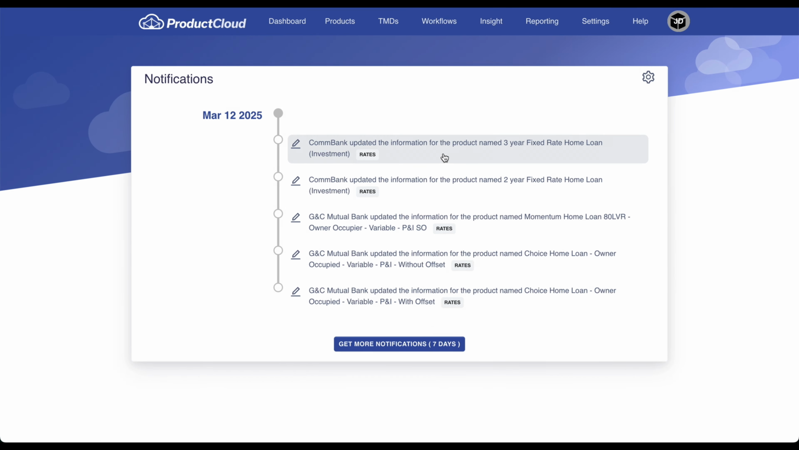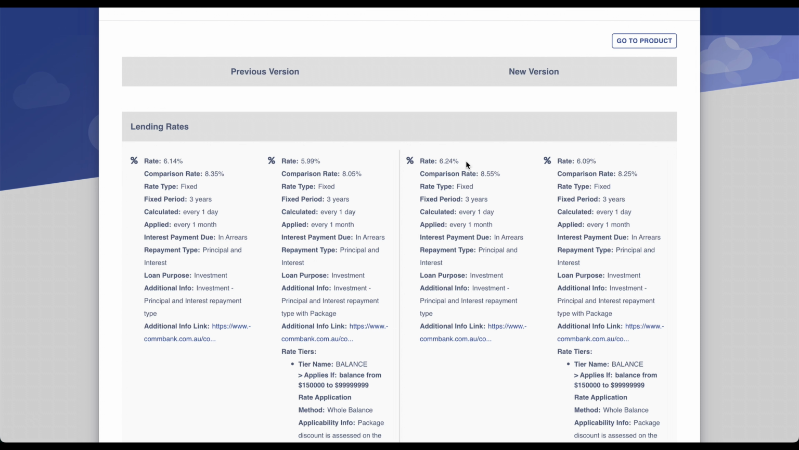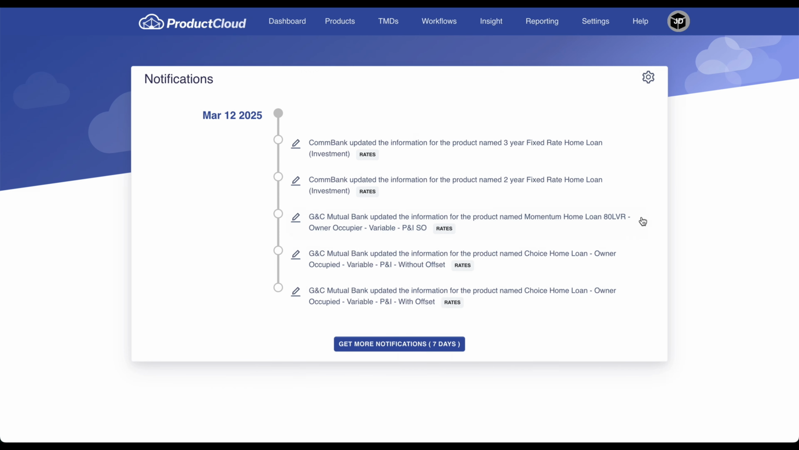You can see here that CommBank has updated the rates for their 3-year fixed rate home loan. If we click on it, we've got a side-by-side version. So the left one is what it was up until the update yesterday. You can see that they actually increased their rate for their fixed 3-year home loan. You can also go further back in time to get more updates.